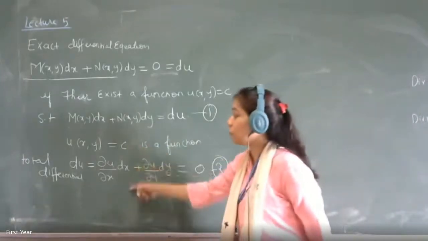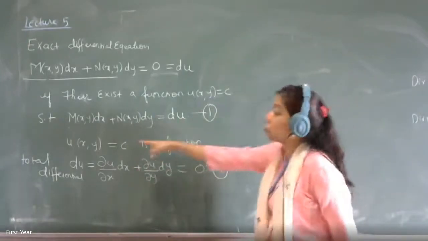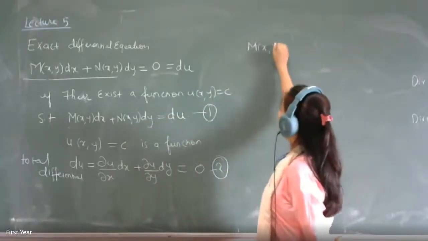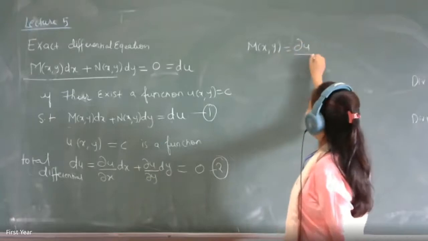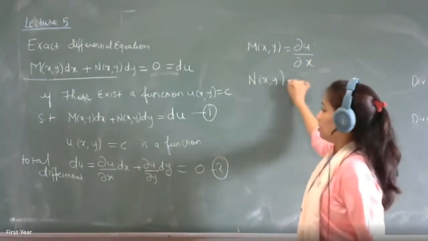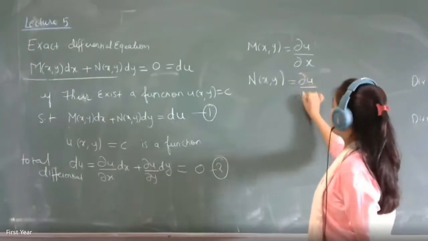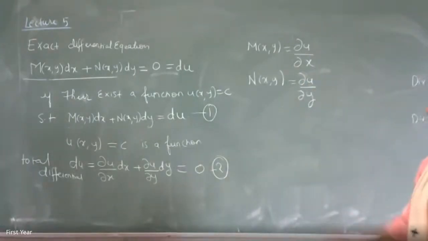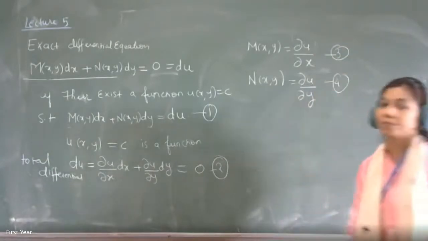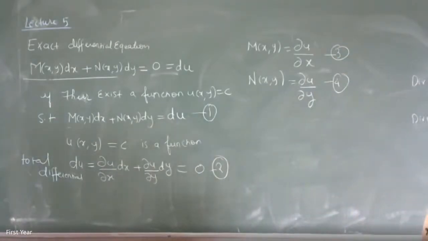So if I compare these two, the function u is such that M is nothing but del u by del x and N is nothing but del u by del y. Is it okay? This is called equation 3, and this is called equation 4.